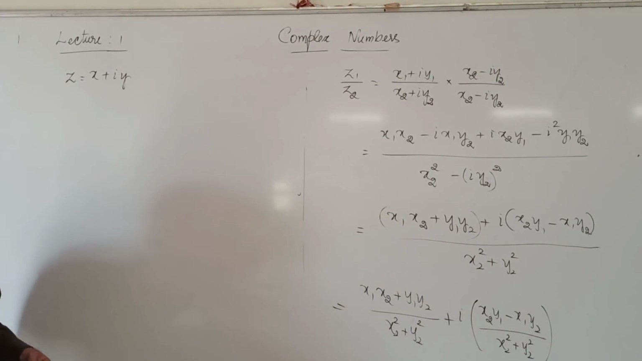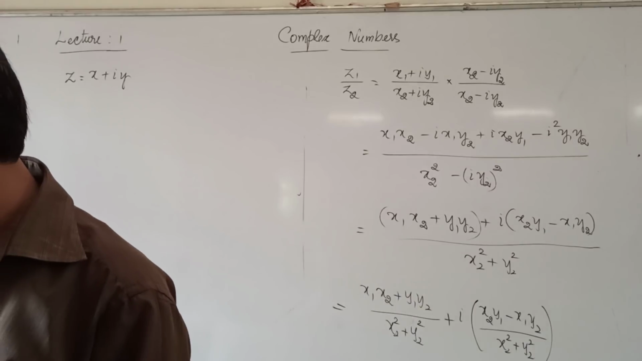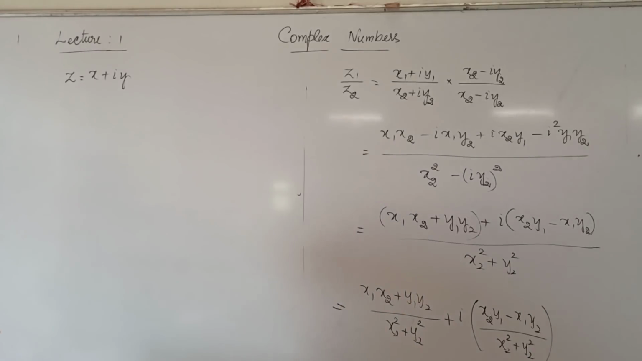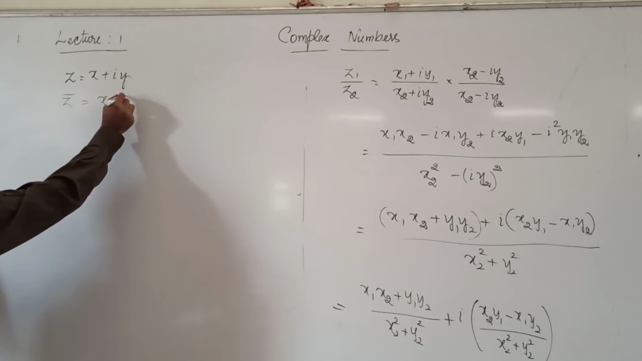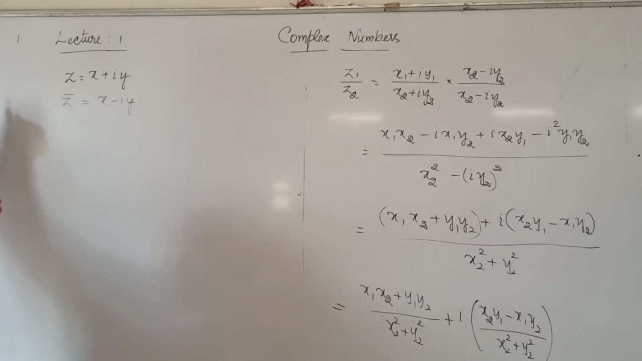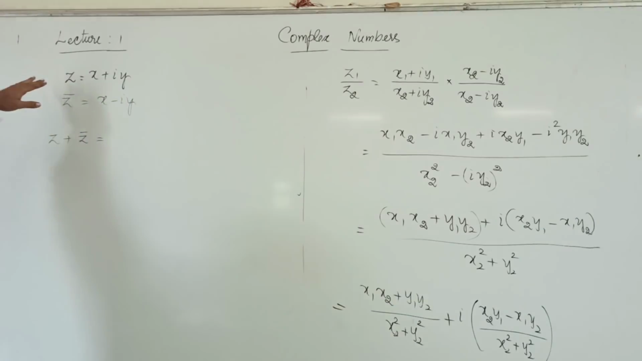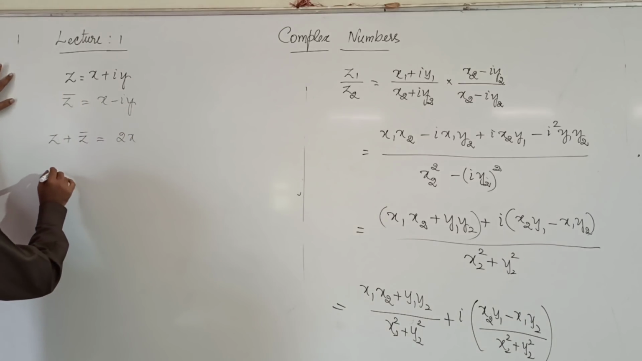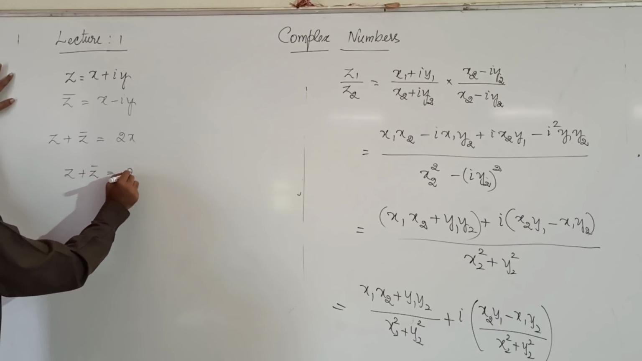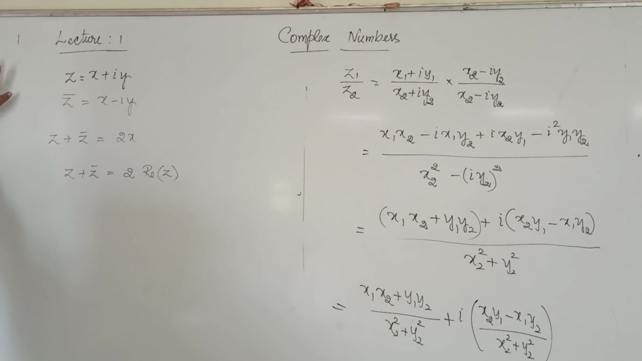Then conjugate of a complex number. Conjugate we discussed already. If z is x plus iy, then z bar is equal to x minus iy. Then what about z plus z bar? z plus z bar is equal to, if I add these two equations, this iy gets cancelled, x plus x will give you 2x. So z plus z bar is equal to 2 into x, I can write it as real part of z. So z plus z bar can be written as 2 into real part of z.